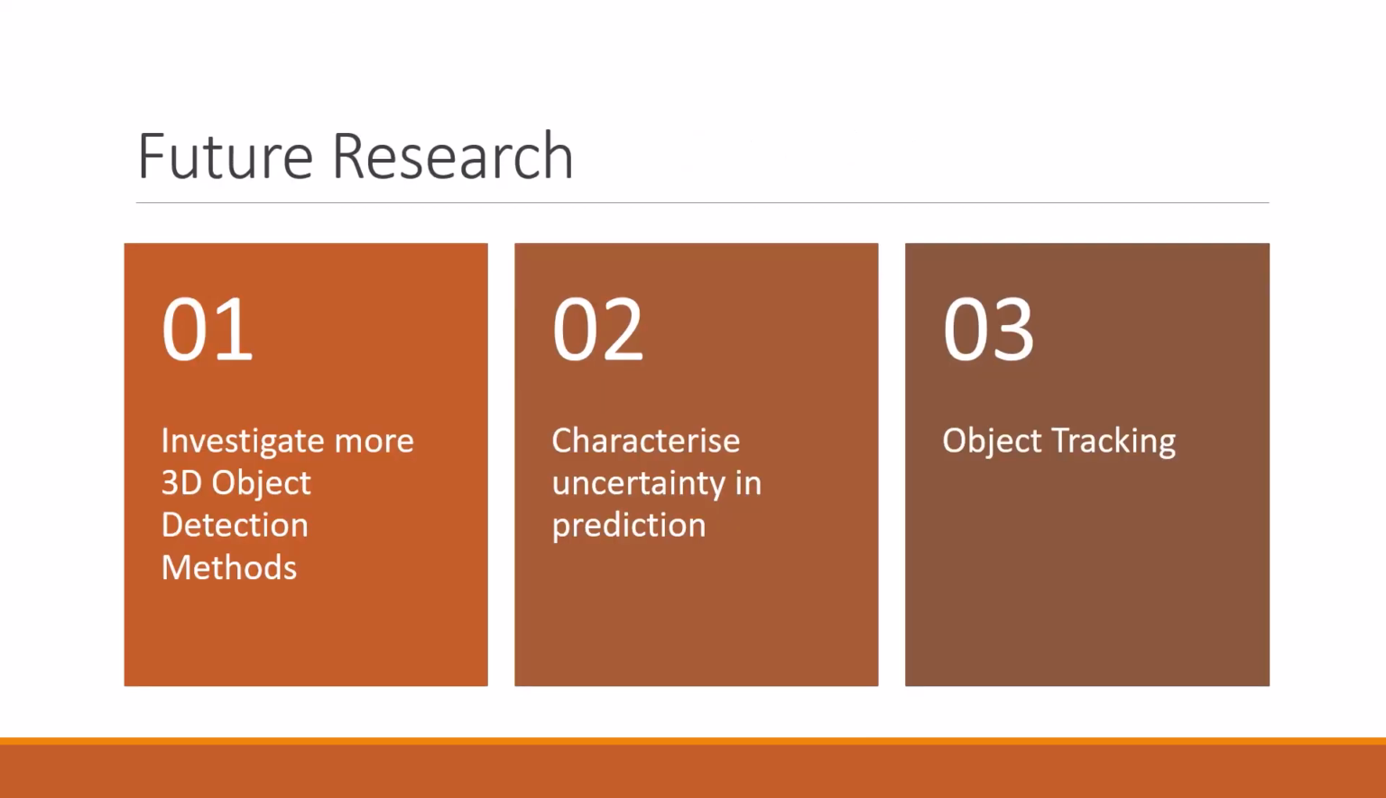The future research direction of this project will be investigating more 3D object detection methods in search of good performing real-time methods. Next, we will also need to figure out how to characterize the uncertainty in neural network predictions. This is very important for autonomous vehicle applications such as localization and mapping. Lastly, we can also look into object tracking.